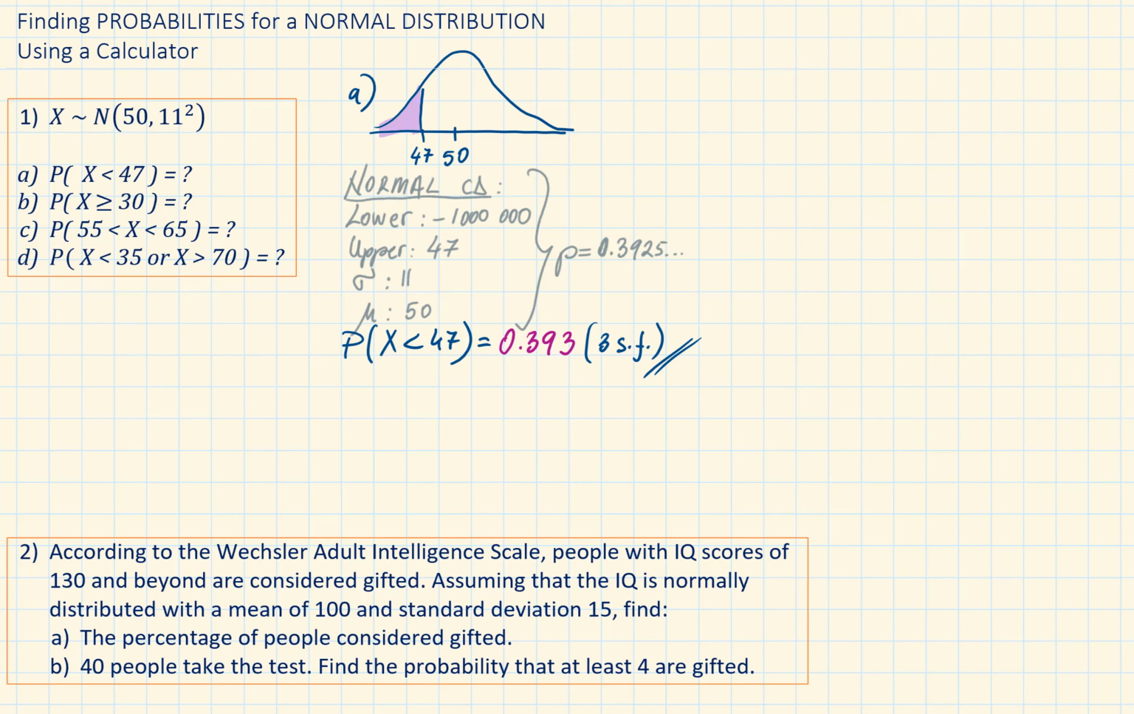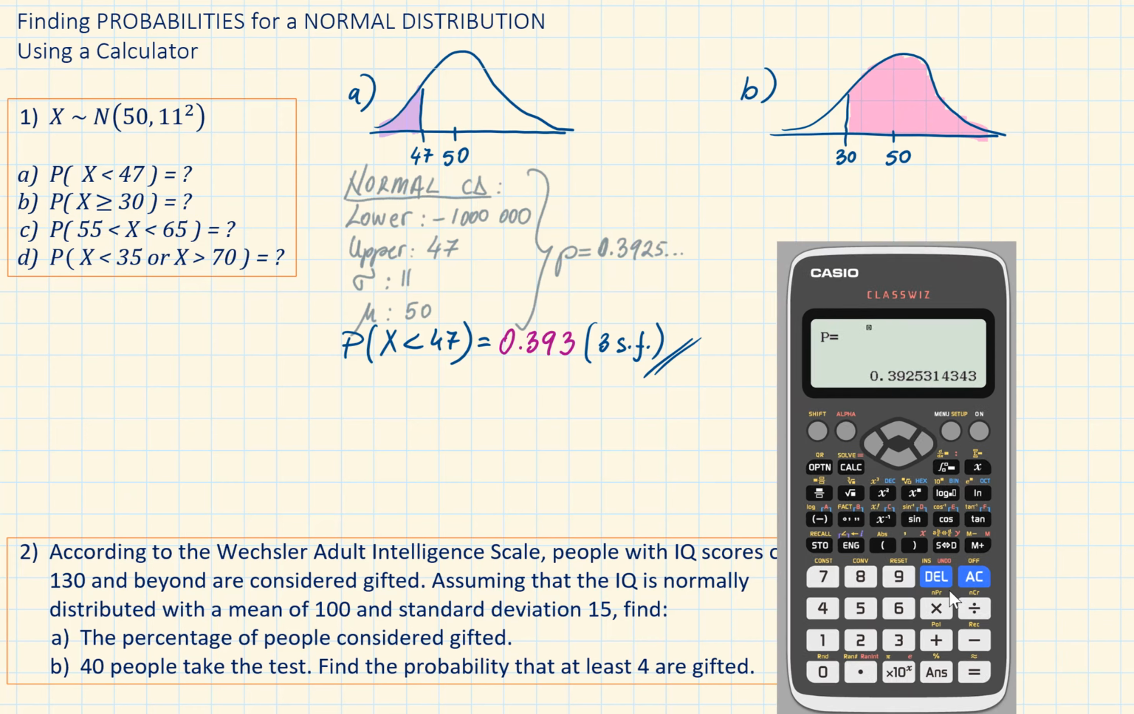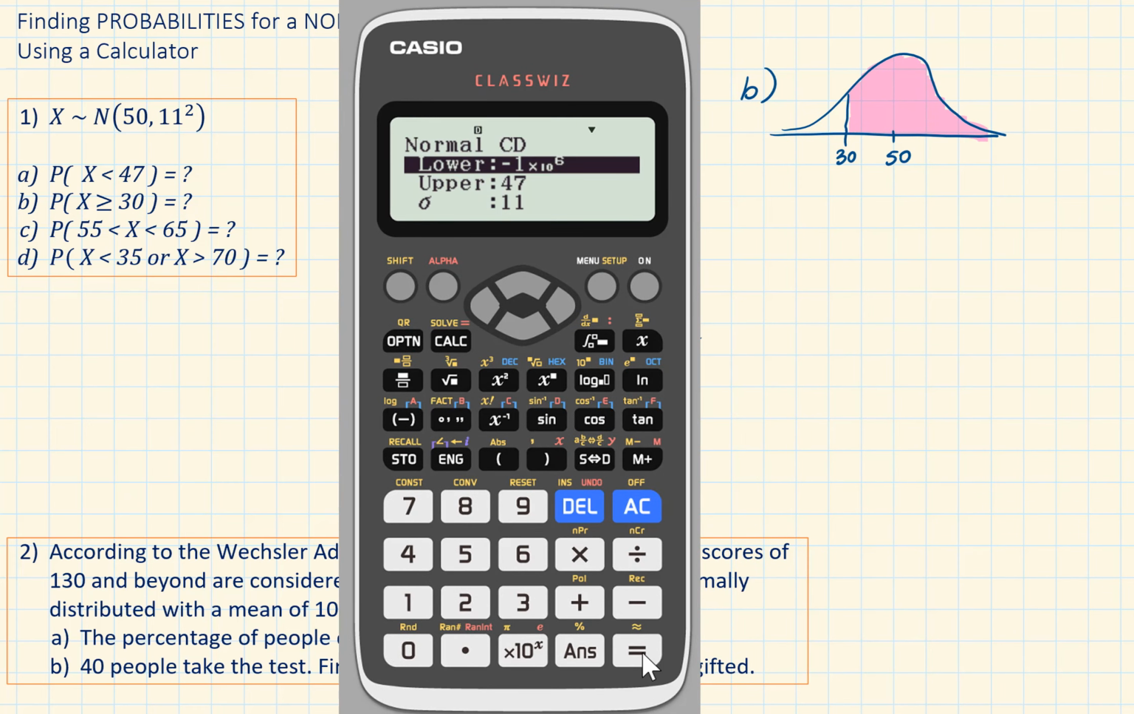For the next questions, I'm only going to use the ClassWiz calculator, because you already know the steps to reach the normal cumulative distribution. For part B, find the probability that X is larger than or equal to 30. The area that we are looking for is shaded in pink. Pressing equal will take you back to the normal CD screen.